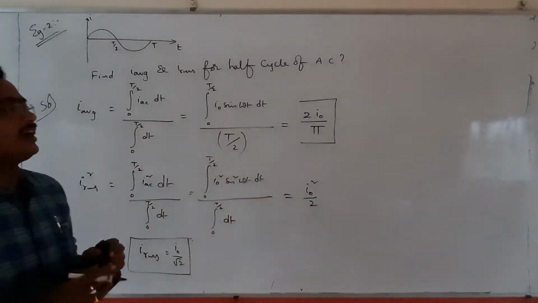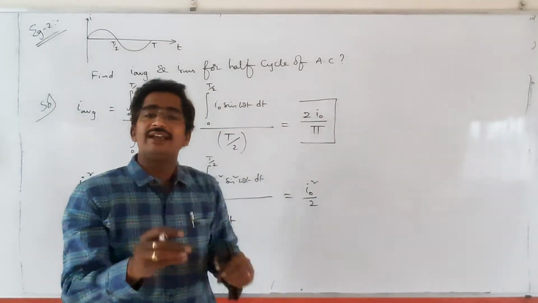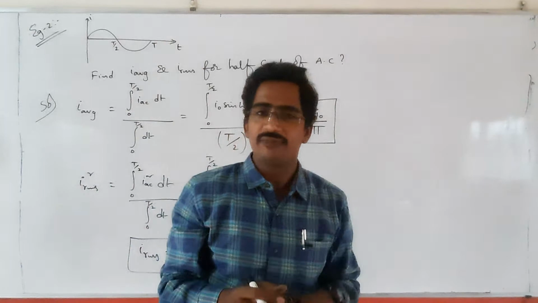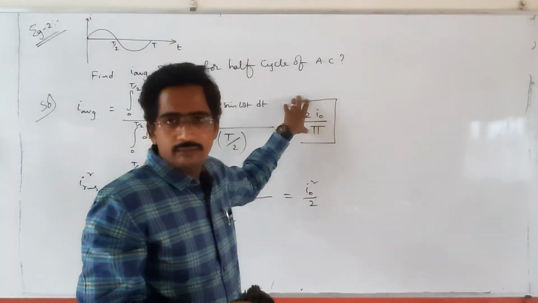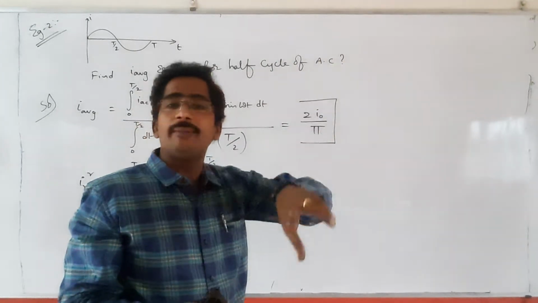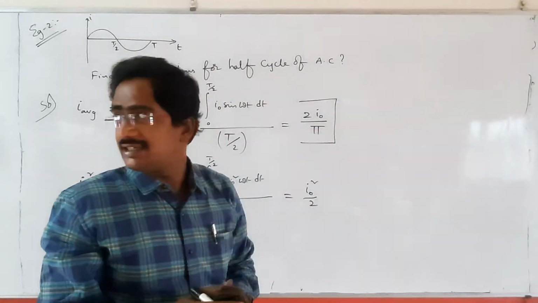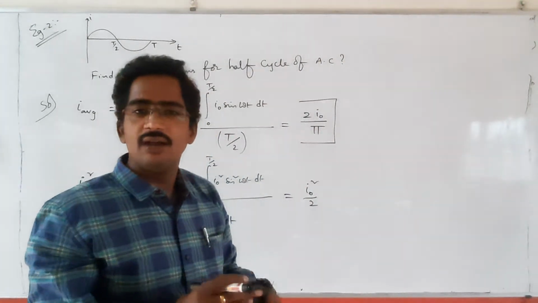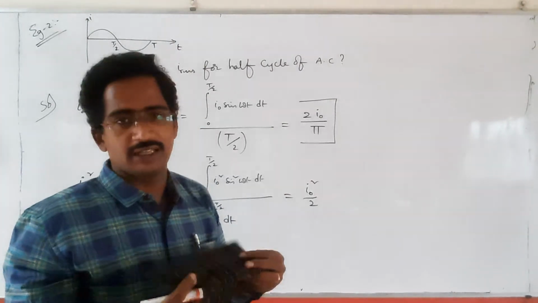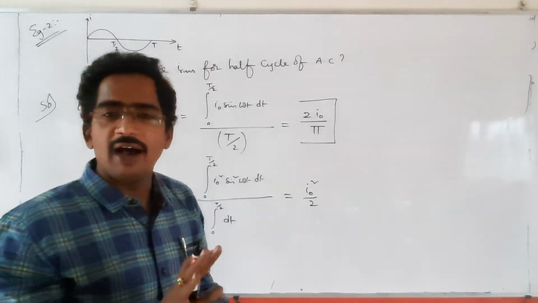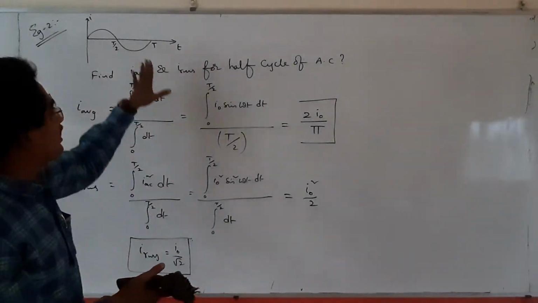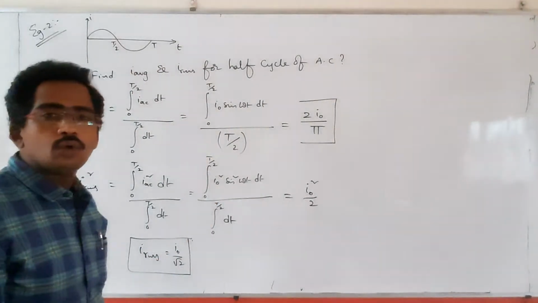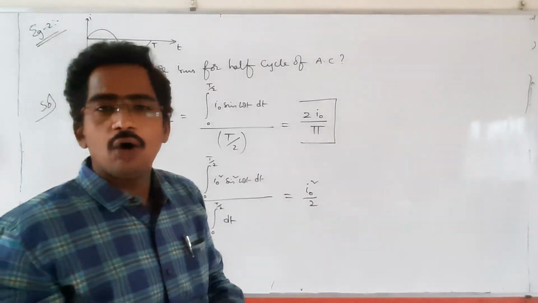So what did you understand here? The average value is 0 for the full cycle of AC, but for half cycle of AC it is 2 I naught by pi. Whereas the RMS value does not vary; it is the same for the full cycle as well as for the half cycle. Do remember it well. Next I am going to give you some examples like this to do as homework.